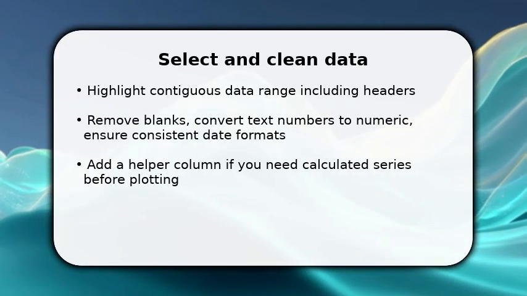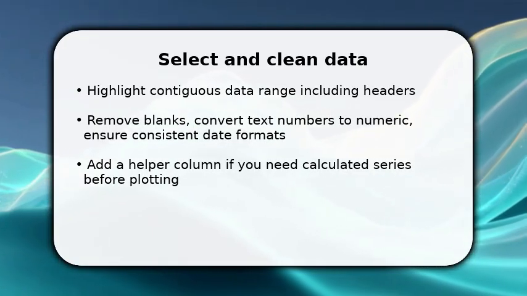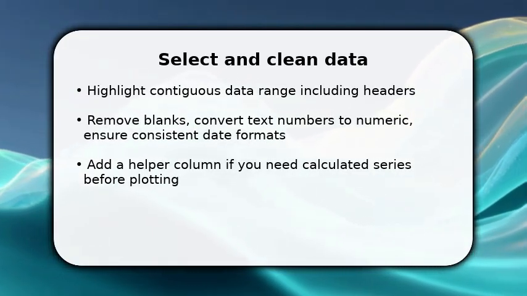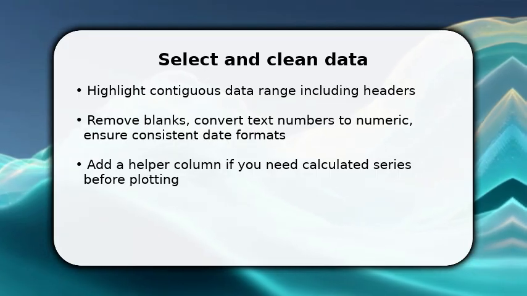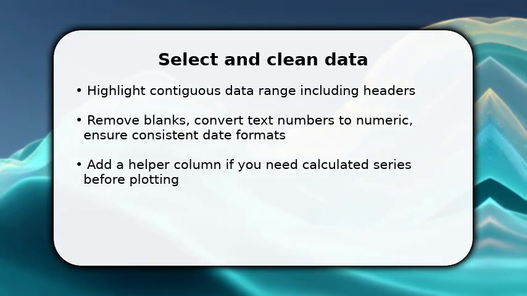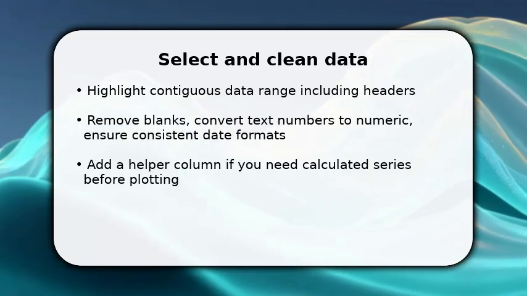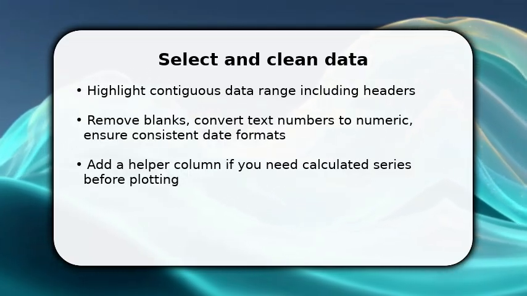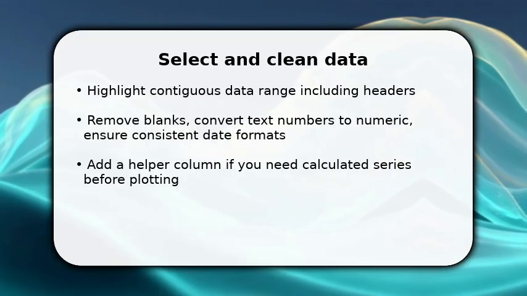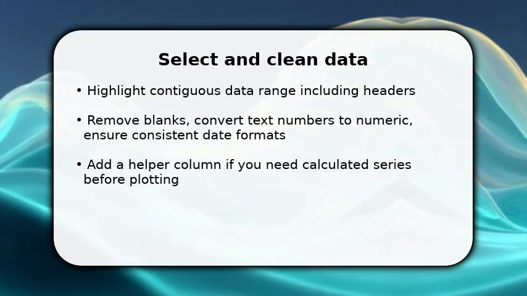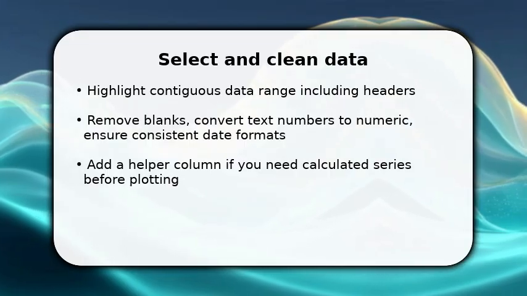You start by choosing the exact cells you will plot. Highlight headers plus values so Excel assigns labels. Once selected, clean data. Fix text numbers, unify date formats, and delete stray blanks to avoid missing points. If you need derived series, add a helper column now. This keeps raw data intact and makes chart updates automatic.